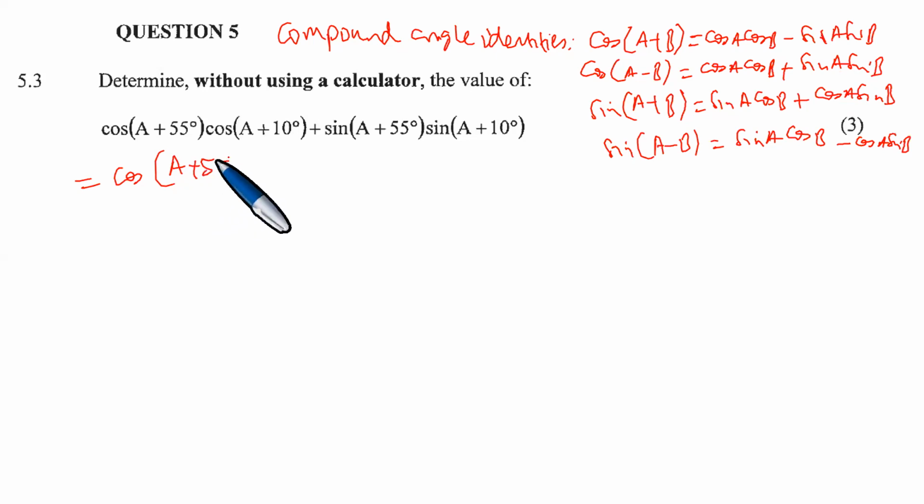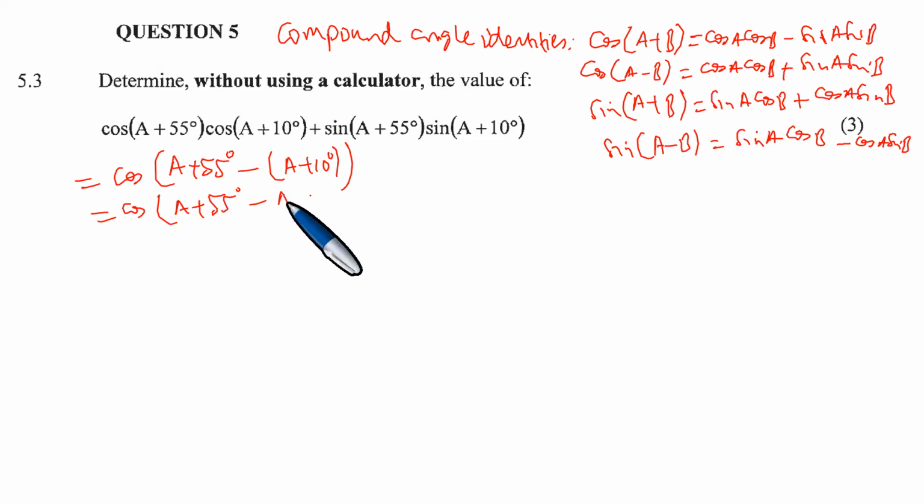A plus 55 degrees minus the other one, which is A plus 10, minus A minus 10 degrees. What is A minus A? 0. 55 minus 10 is 45. So we used which one? We used the one I've put a star there because it was cosine A cosine B, and that. So we just used that one. If it's cosine, cosine with a plus, then it becomes minus. And then cosine 45 degrees, you can use a calculator for that one.